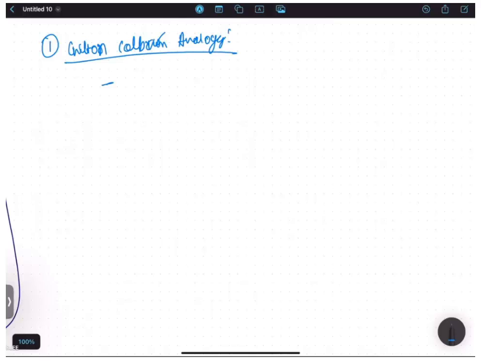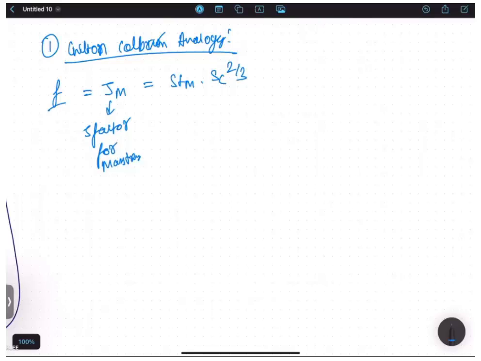So what is Chilton Colburn analogy? It is said that you can write your JD or JM for mass transfer coefficient. This is known as your J factor for mass transfer. This is equal to your Stanton number for mass transfer into Sc to the power 2 by 3. And this Jm is equal to your friction factor divided by 2.